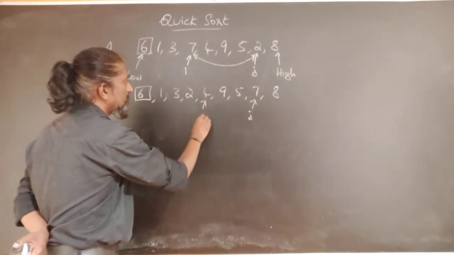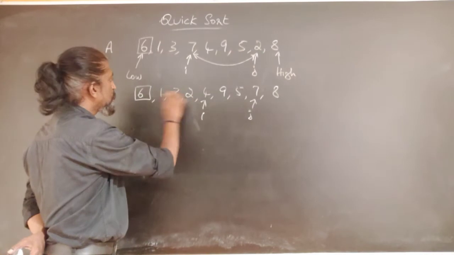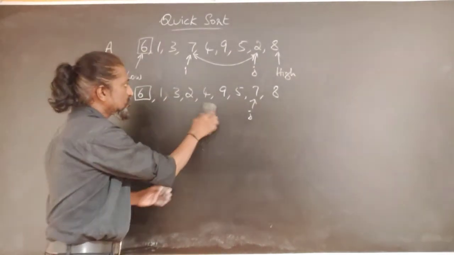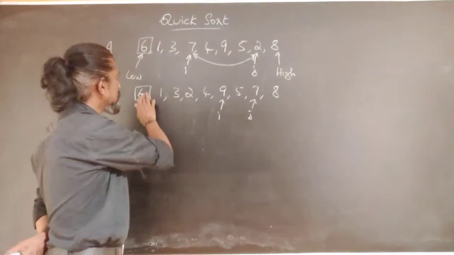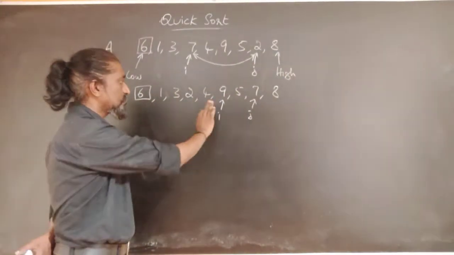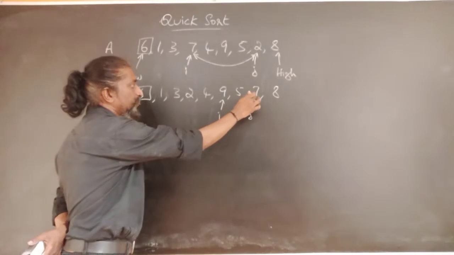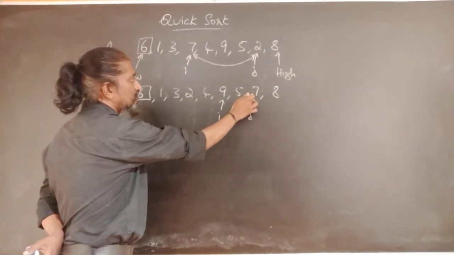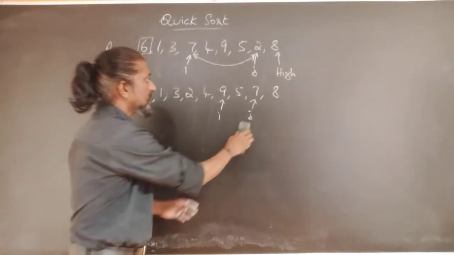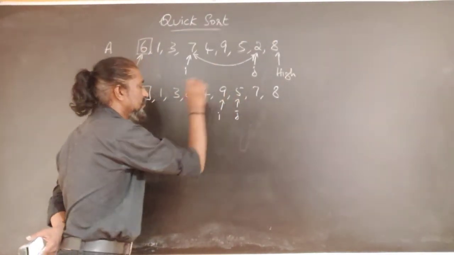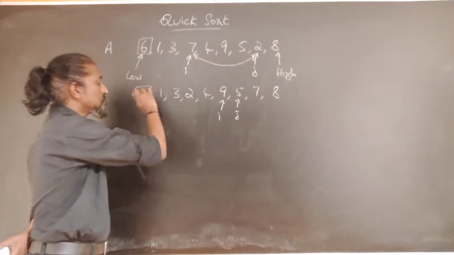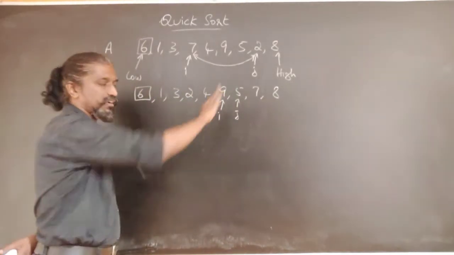The i pointer is incremented. 4 is compared with 6. 4 is smaller. It can be present to the left. The i pointer is incremented. 9 is greater than 6. It can't be present to the left. We'll stop the i pointer there and come to the j pointer. 7 is greater than 6. Yes, it can be present to the right of 6. The j pointer is decremented. Then we encounter 5. 5 is not greater than 6. It can't come to the right.